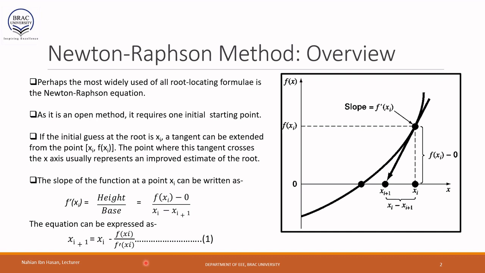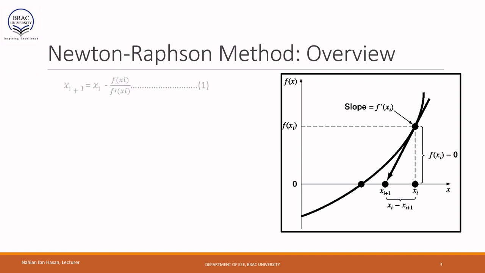With this formula, we can find the new approximation of the root using the previous approximation. What is the previous approximation? xi is our previous approximation, and xi plus 1 is our new approximation. So this is the basic Newton-Raphson method that we are going to use whenever we apply this formula. So this is our Newton-Raphson formula.